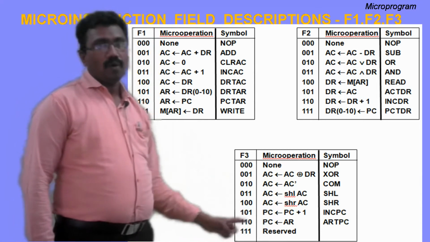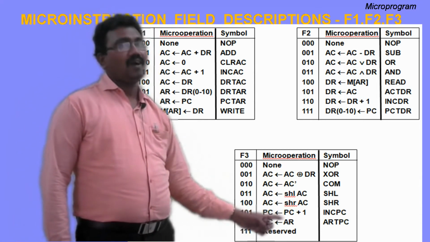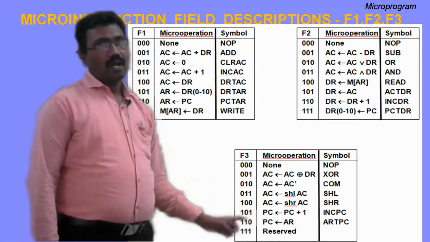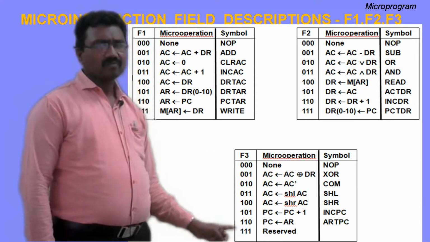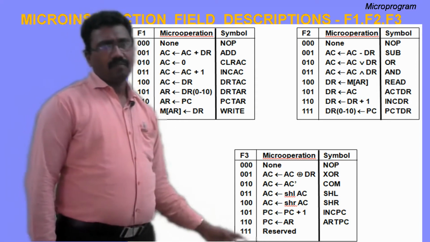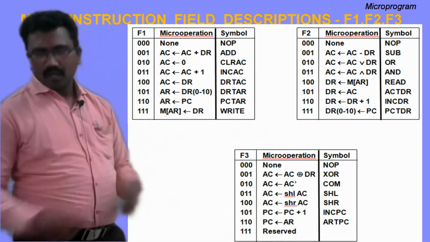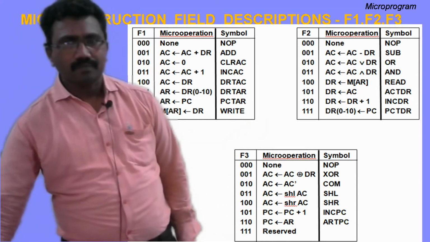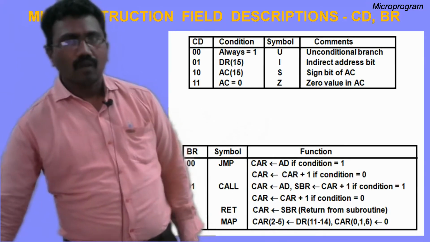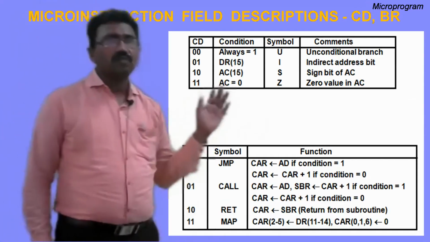And 110 is AR to PC. AR content is transmitted to PC. And 111 is reserved for future purpose. Okay, that's about the definition of F1, F2 and F3. Now we'll see what is the definition of the CD field.